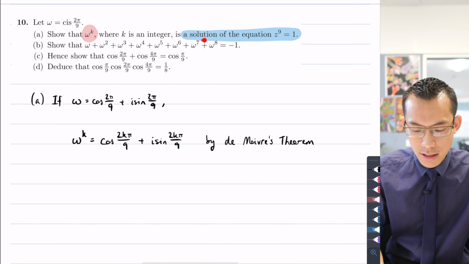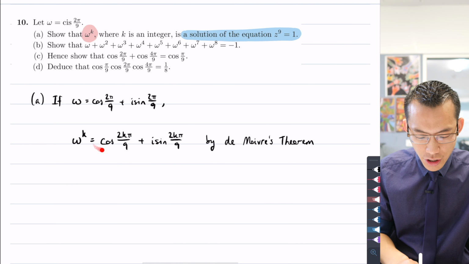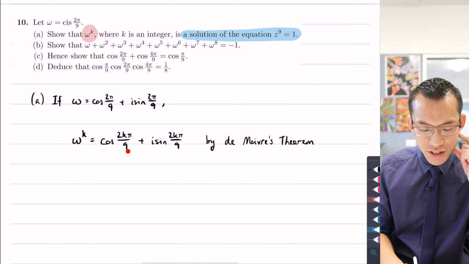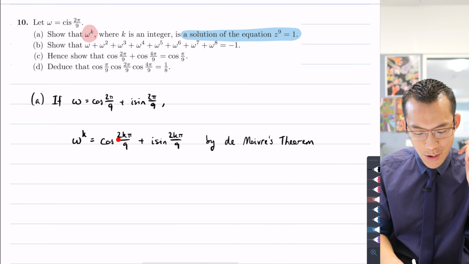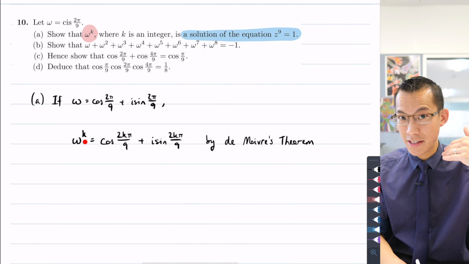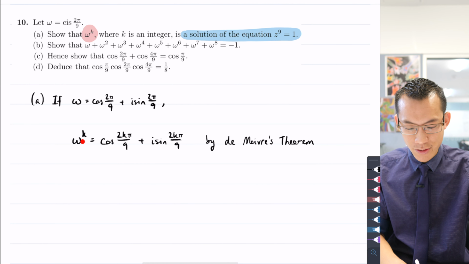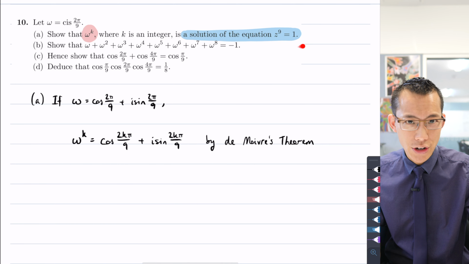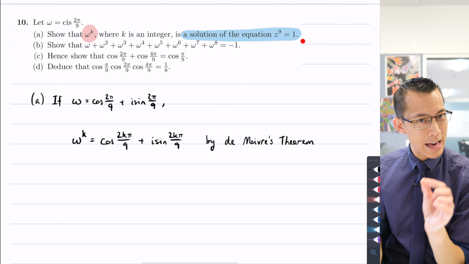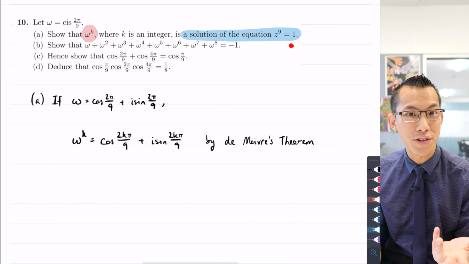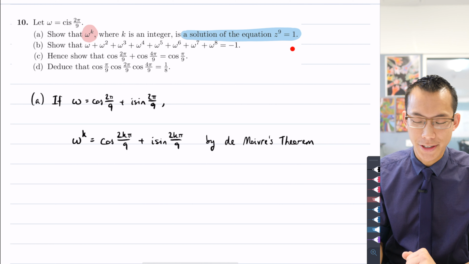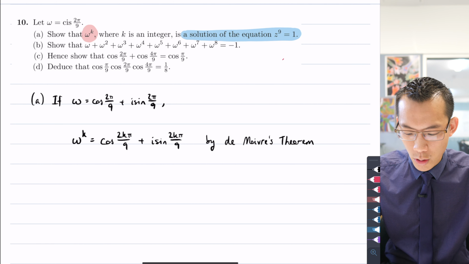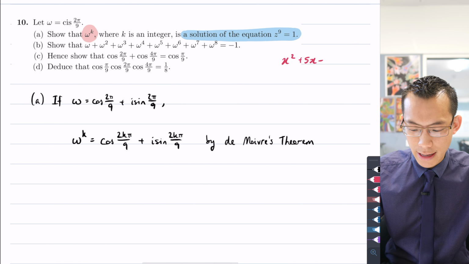So this has settled for me what omega to the power of k is, and then I want to say, well, how do I show that this is a solution of the equation z to the 9 equals 1? Well, I can actually go a little bit further here because I actually know a lot about what happens when you have some multiple here and raise it to the power 9. I'm not just raising it to the power of k, which is the first use of De Moivre's theorem. I'm going to raise that to the power of 9 because to be a solution of an equation means substituting in that particular value will make the equation true. It will satisfy the equation.